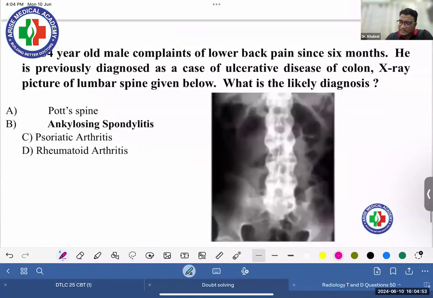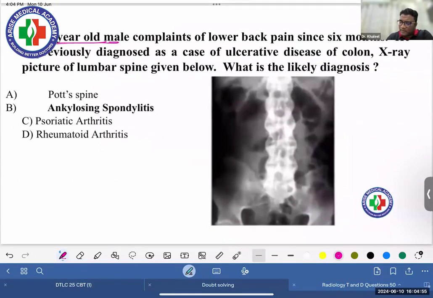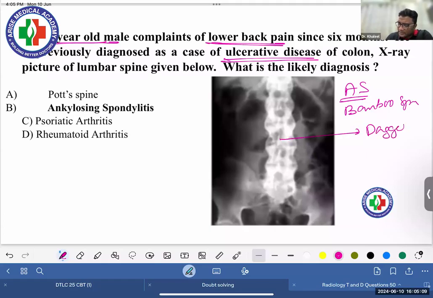This is a classic young male with low backache and having other inflammatory conditions. This is inflammatory arthritis. This is ankylosing spondylitis showing bamboo spine. And this is the dagger sign, calcified interspinous ligament, right? Together it is called trolley track or tram track.